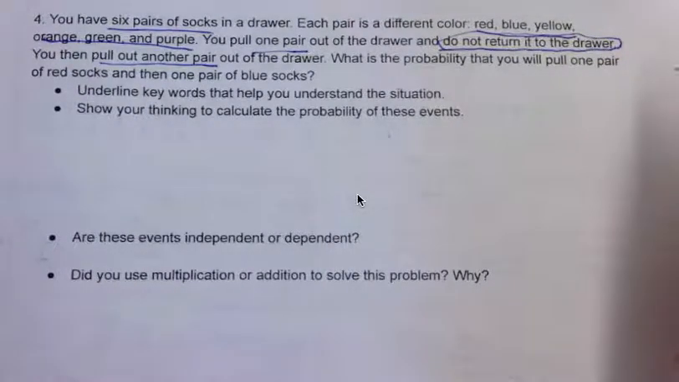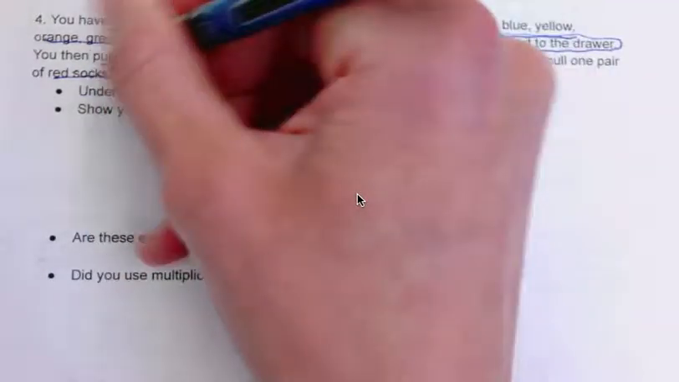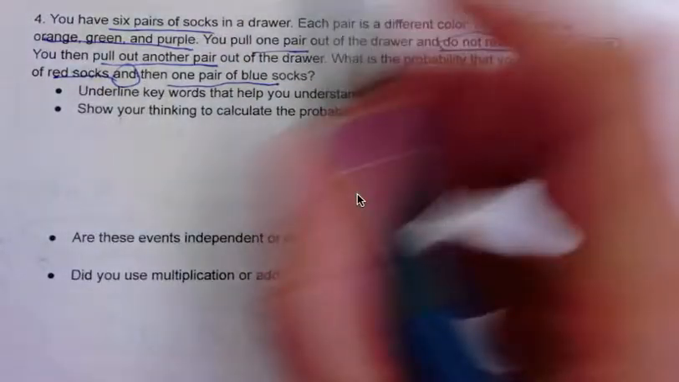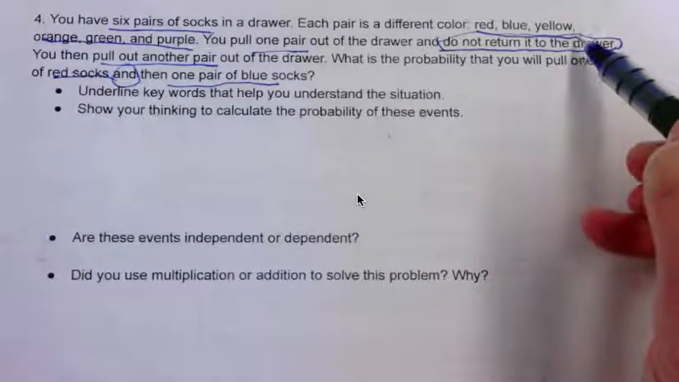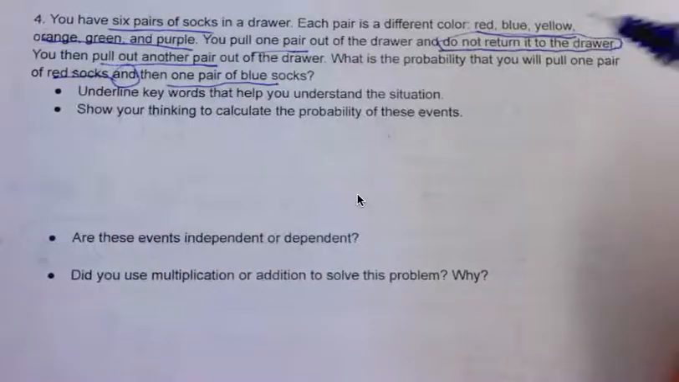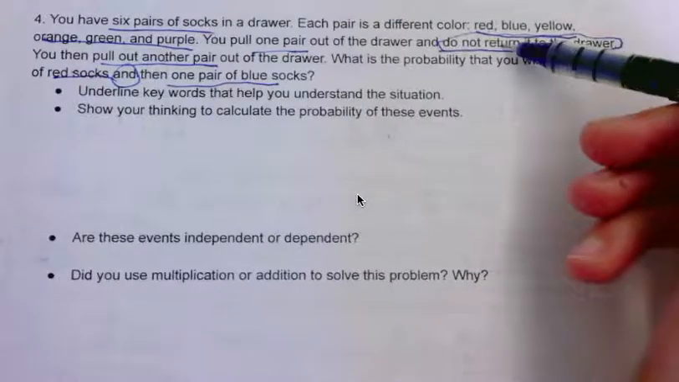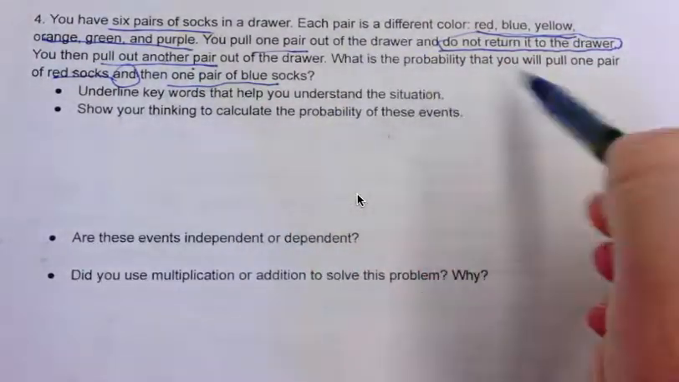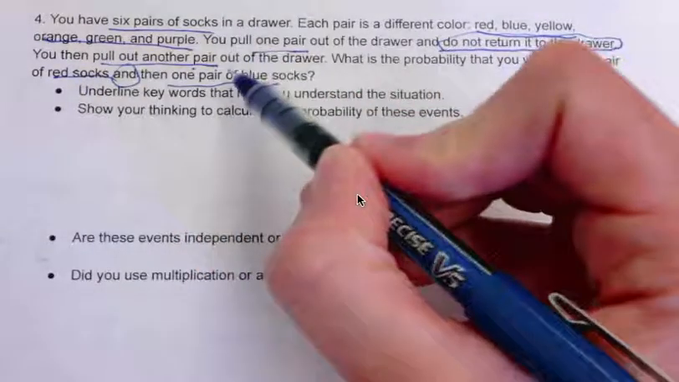What is the probability that you will pull one pair of red socks and then, so this is an "and" word, one pair of blue socks? So 6 pairs of socks, all different colors. 1, 2, 3, 4, 5, 6. Yes, all of them are different colors. You pull one pair and you don't return it, and then you pull another pair out of the drawer. So we want to know the probability that the first pair would be red and then the second pair would be blue. So probability of red and then blue.